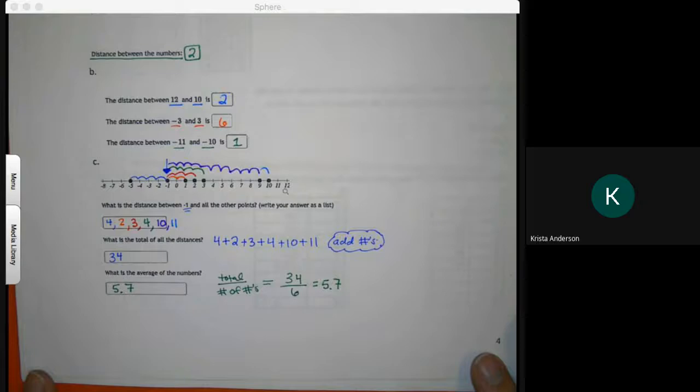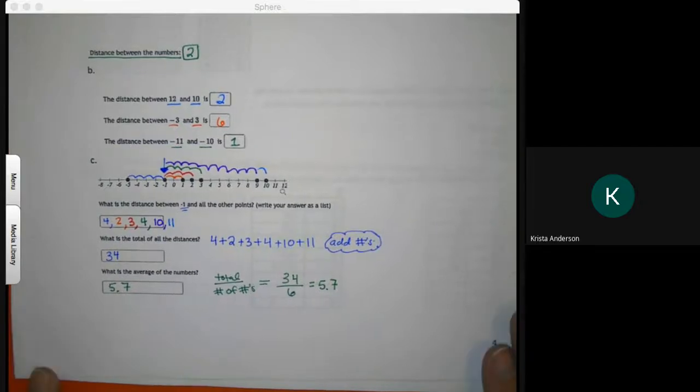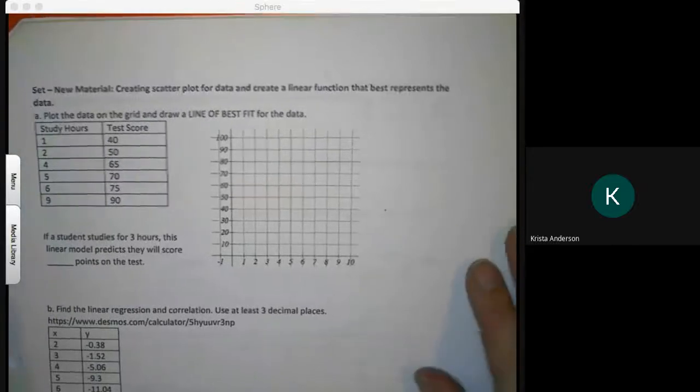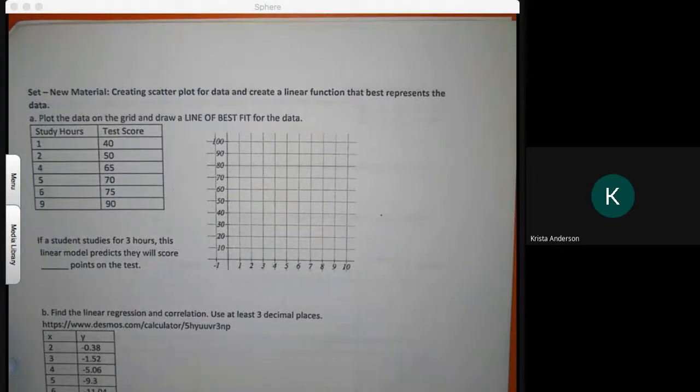Questions on distance? Turn the page. Next, it says, plot the data on the grid and draw a line of best fit for the data. I'm going to plot my dots.